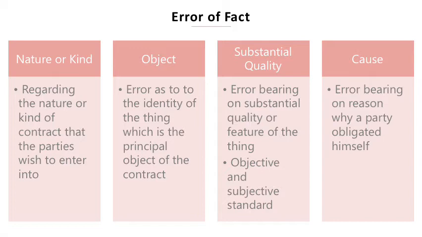An error of fact in terms of cause is an error bearing on the reason why a party obligated himself in the first place. In order for this kind of error to lead to a nullity, the cause must be communicated to the other party, or circumstances must indicate that the other party knew or should have known of the cause of the contract.